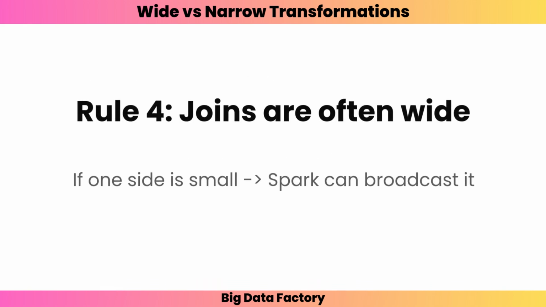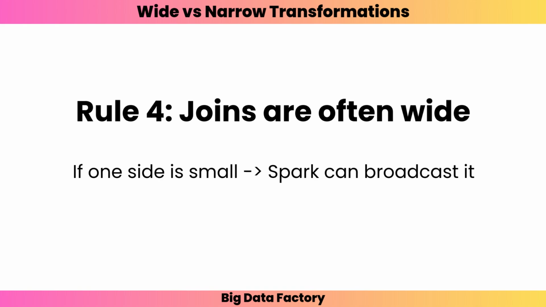And rule number 4, joins are often wide but can be optimized. A standard join between two big datasets is wide because Spark needs to shuffle by join key. But if one side is truly small, Spark can use a broadcast join strategy and avoid shuffling the big set. You don't need to master broadcast join today. Just remember, most joins are wide unless Spark can broadcast a small set. So wide versus narrow is a foundation for understanding join strategies later.